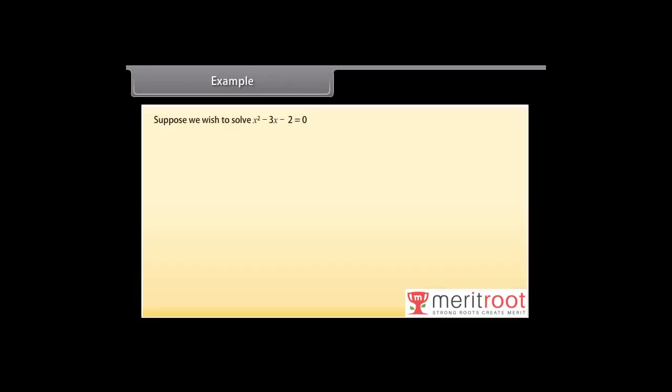Example. Suppose we wish to solve x square minus 3x minus 2 is equal to 0. Comparing this with the general form ax square plus bx plus c is equal to 0, we see that a is equal to 1, b is equal to minus 3, and c is equal to minus 2. These values are substituted into the formula.